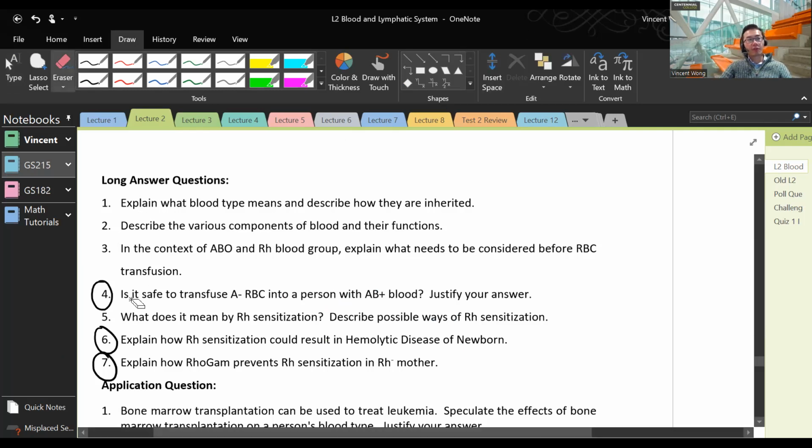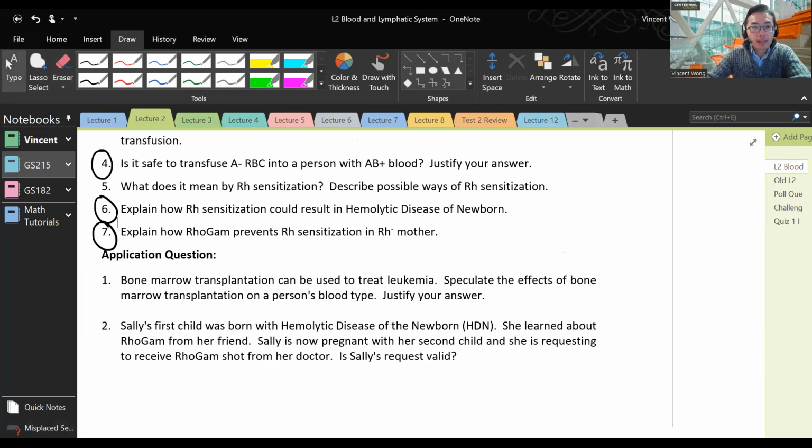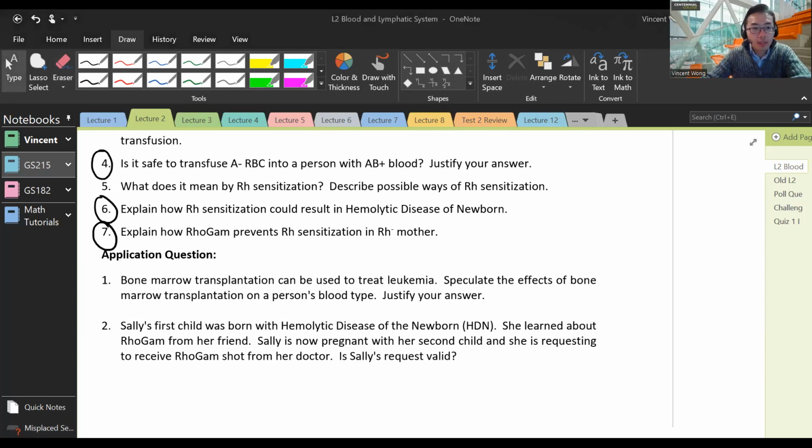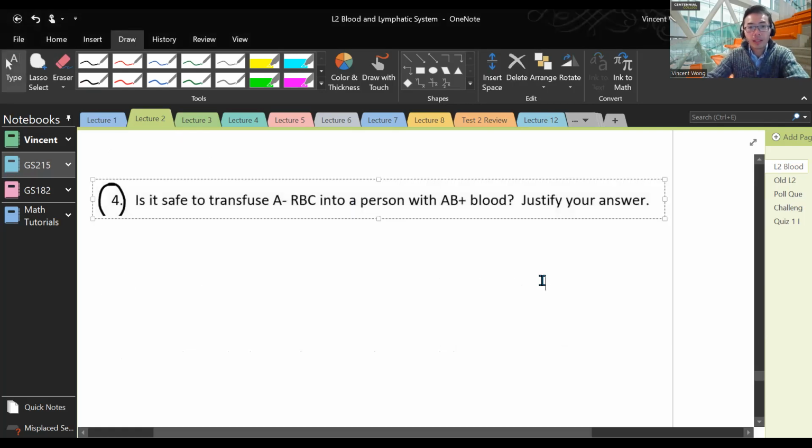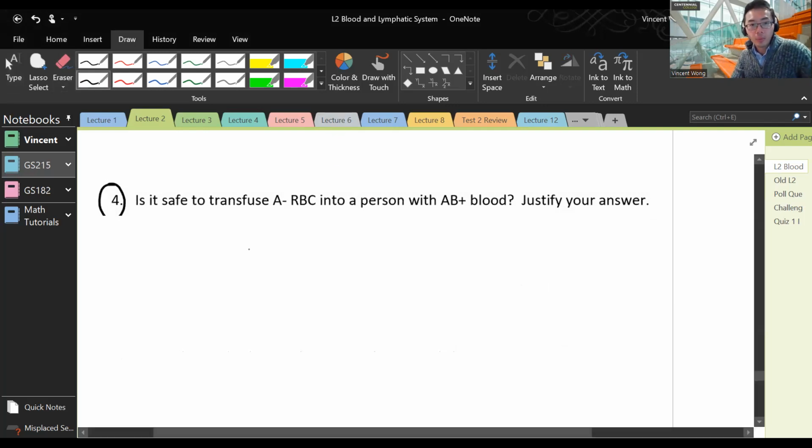Yeah. So let's do number 4 first. Is it safe to transfuse A negative RBC into a person with AB positive blood? Justify your answers. Okay. So let's do that. Copy the question. And we'll do it here. Okay. So we're taking A negative blood and then giving it to AB positive. Okay, safe or not safe. This is the donor, right? Donor, and this is the recipient.